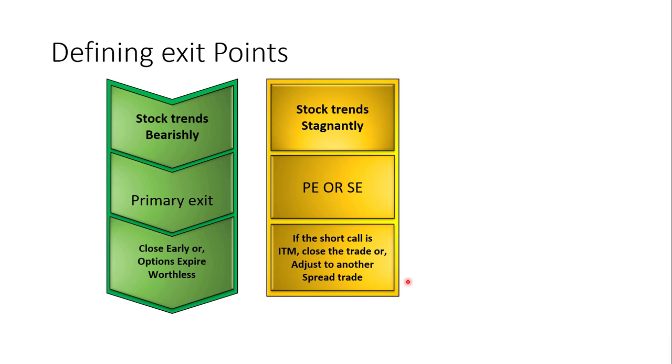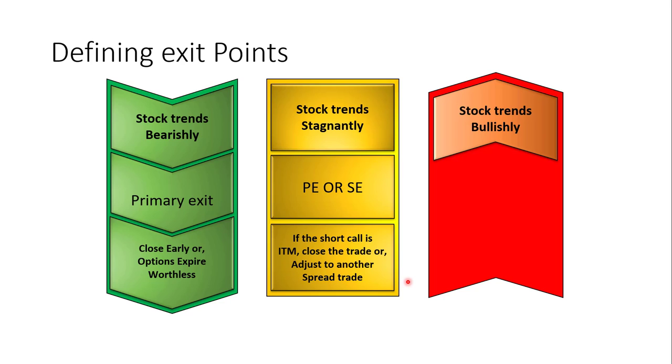Now, on a stagnant trend, depending on how you put this together, if that short call is in the money by only a penny, but time is very short, you should be able to close this for a partial profit. If it's not, possibly look to adjust into another type of spread trade if you're being squeezed at expiration.